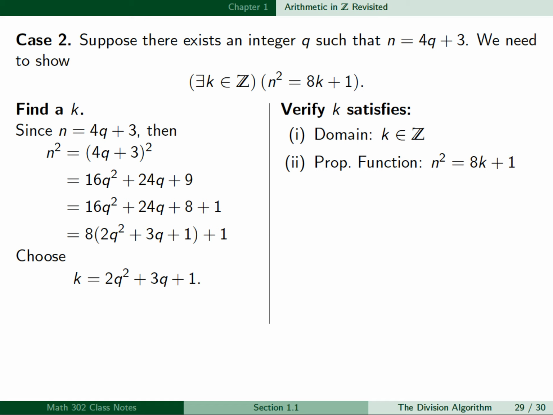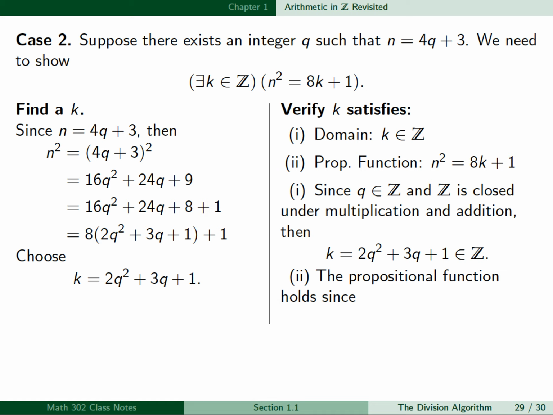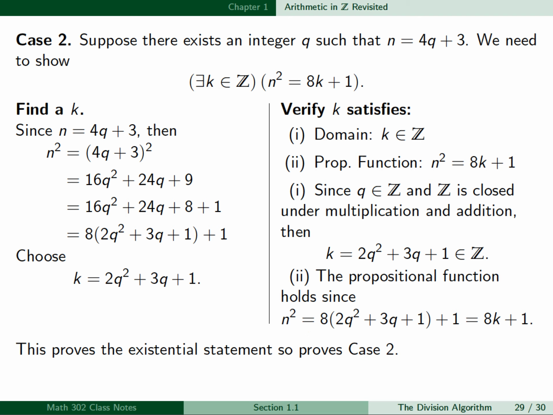We can go to the verification part, and since q is in Z and Z is closed under multiplication and addition, then k equal 2q squared plus 3q plus 1 is an integer. And the propositional function holds since n squared is equal to 8 times the quantity 2q squared plus 3q plus 1, which is 8k plus 1. So this proves the existential statement, so proves case 2. And since we've proved both cases, then our result holds.